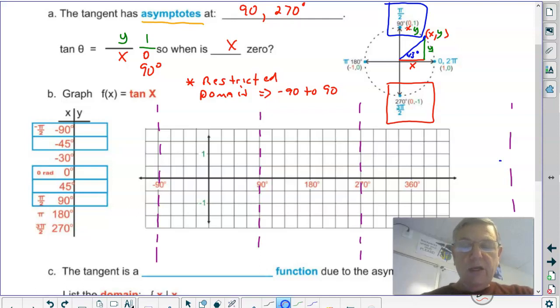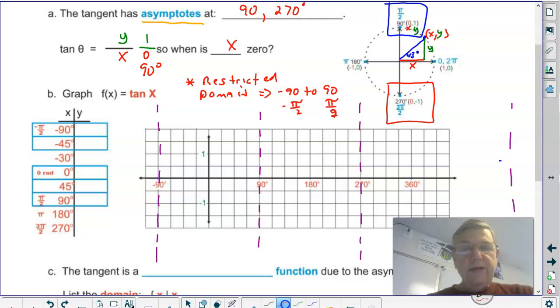Now, if we were talking about radians, that would be negative pi over 2 to positive pi over 2. I wrote a 9 there for the 90, positive pi over 2. All right, -90 to positive 90 is our restricted domain.